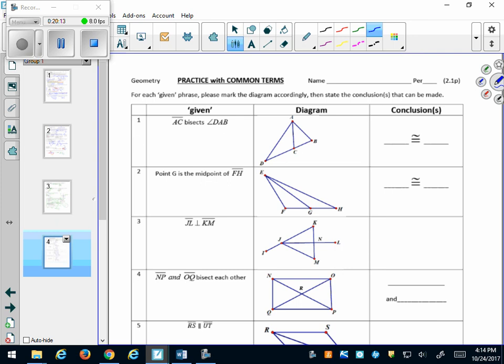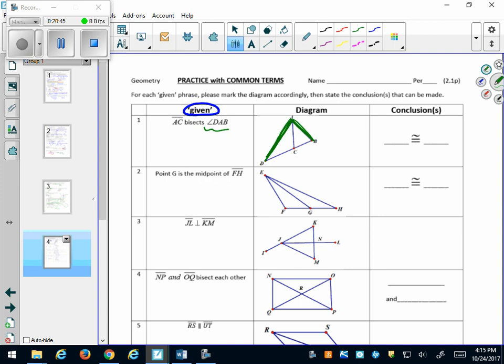I'm not going to go through all of this in the video, but just to get you started, in the left-hand column here, you're given some information, and it's kind of like practicing marking your diagrams if you were writing a proof or if you were solving for X, and they gave you some given information. So this says segment AC bisects angle DAB. So you want to first find angle DAB. So there's angle DAB. That's the angle that you want to cut into two congruent pieces.